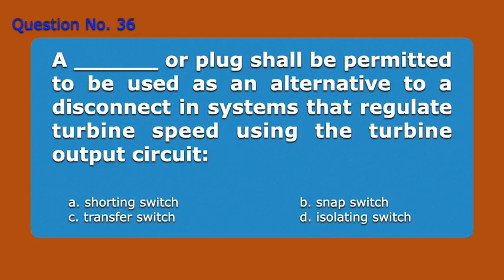Question number 36. A blank or plug shall be permitted to be used as an alternative to a disconnect in systems that regulate turbine speed using the turbine output circuit. A. Shorting switch. B. Snap switch. C. Transfer switch. D. Isolating switch. Answer A. Shorting switch.